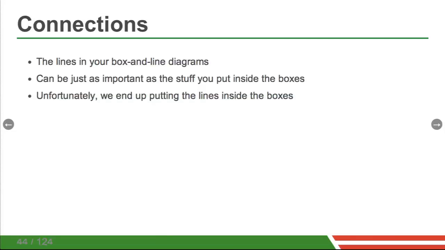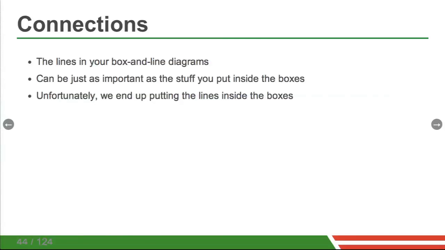We ended up taking the lines and actually putting them inside the boxes. And what I mean by that is inside your code you would select some DOM nodes or use a global variable that refers to some other part of your code. Or you would do an event connection using an event library. You would actually write that code in your module.